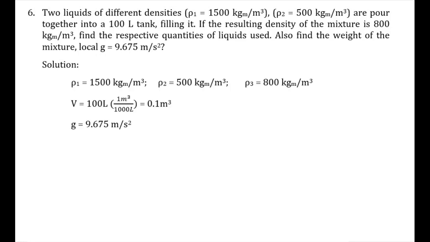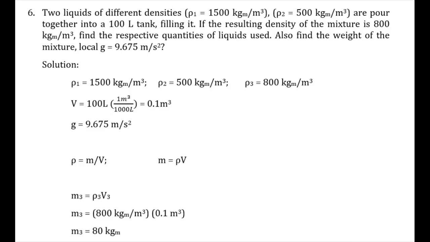Writing all the given. From the formula density is equal to the quotient of mass and volume, we can get mass is equal to the product of density and volume. Using this formula, we can solve mass 3 is equal to 80 kilogram mass. From the statement of the problem, we can get this relation, that mass 3 is equal to the sum of mass 1 and 2. Substitute the masses with density and volume, we can make an equation, 1500 volume 1 plus 500 volume 2 is equal to 80, we will denote this as equation 1.